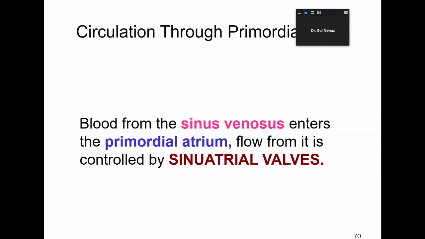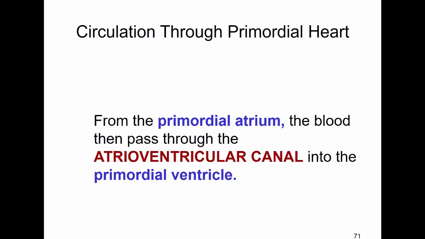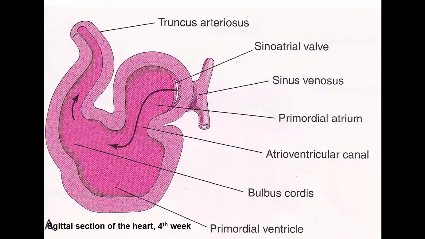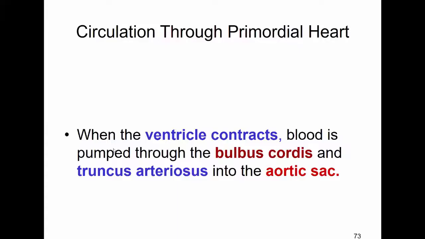And blood from the sinus venosus enters the primordial atrium. Flow from it is controlled by the sinuatrial valve. And then from the primordial atrium, the blood passes through the atrioventricular canal into the primordial ventricle. So blood from the sinus venosus comes through the sinuatrial valve, and from the atrioventricular canal to the ventricle.